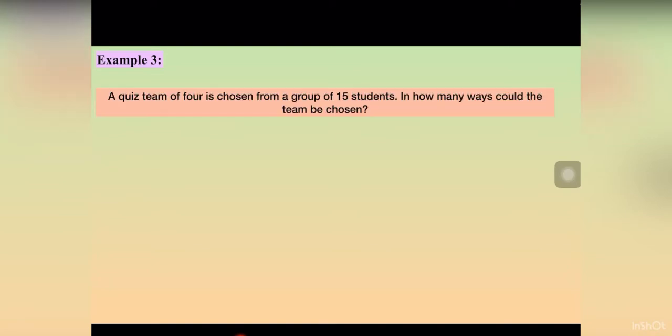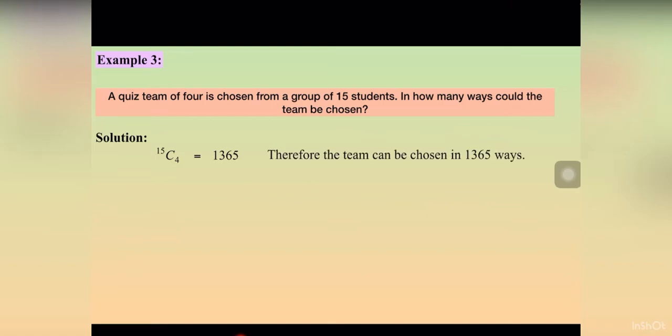Example 3. A quiz team of 4 is chosen from a group of 15 students. In how many ways could the team be chosen? Solution. Okay, so from 15 students, we want to choose only 4, so 15C4 equals 1,365 ways. So the team can be chosen in 1,365 ways.